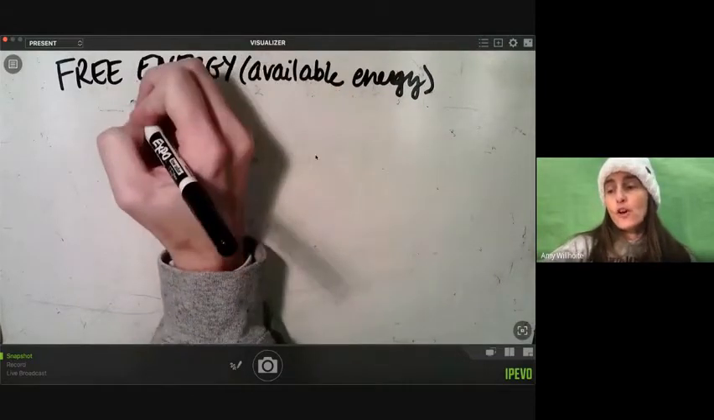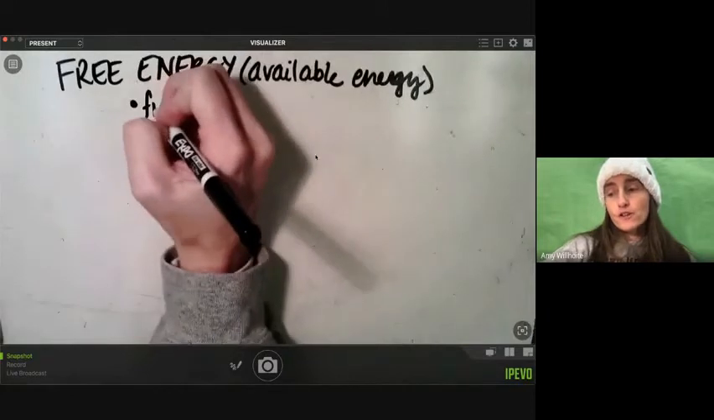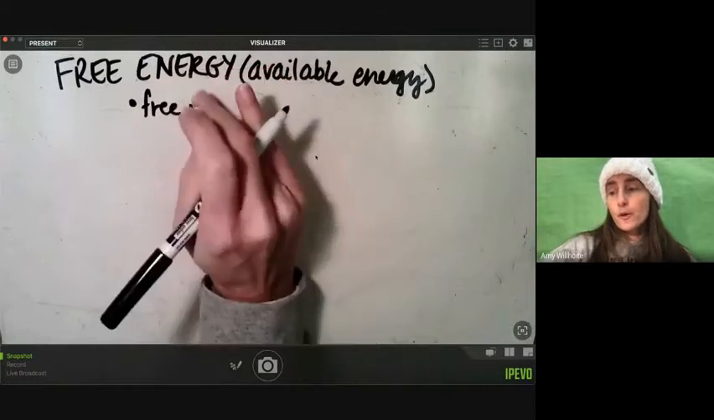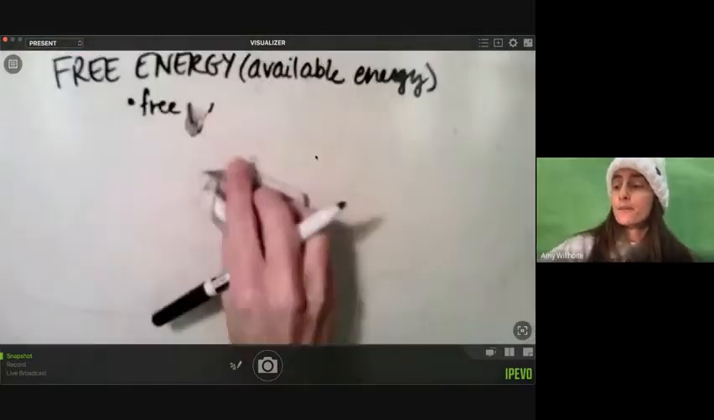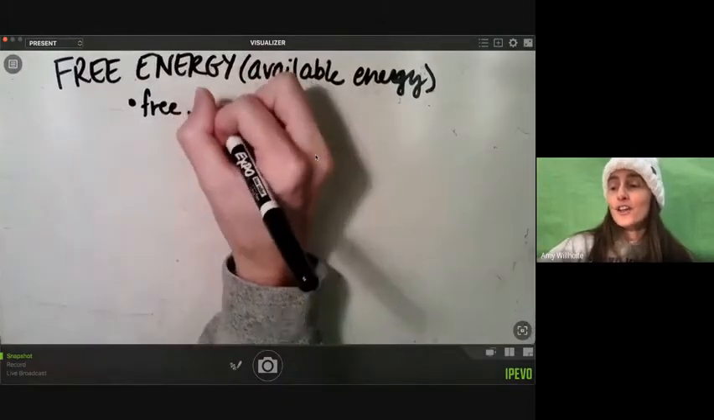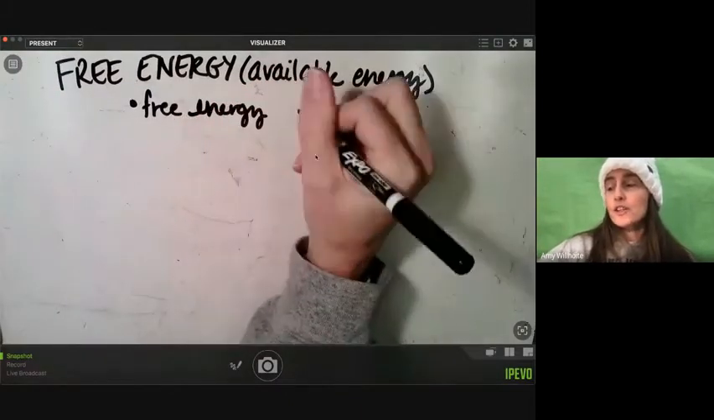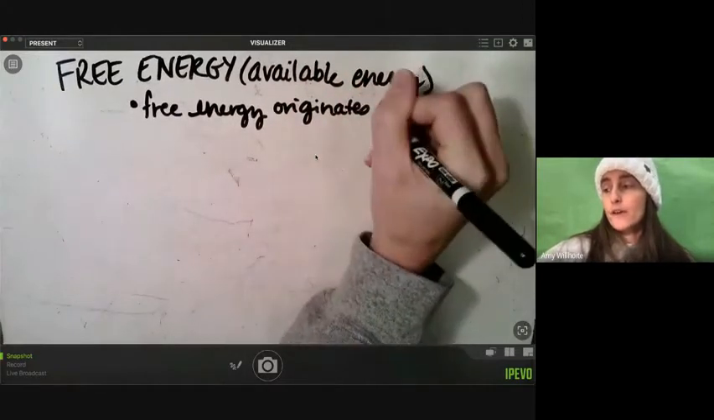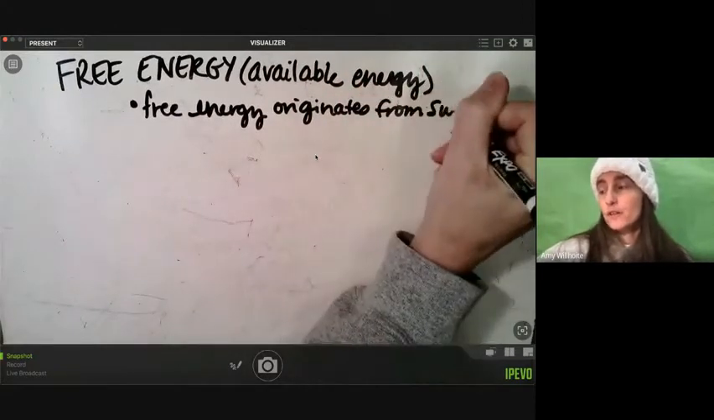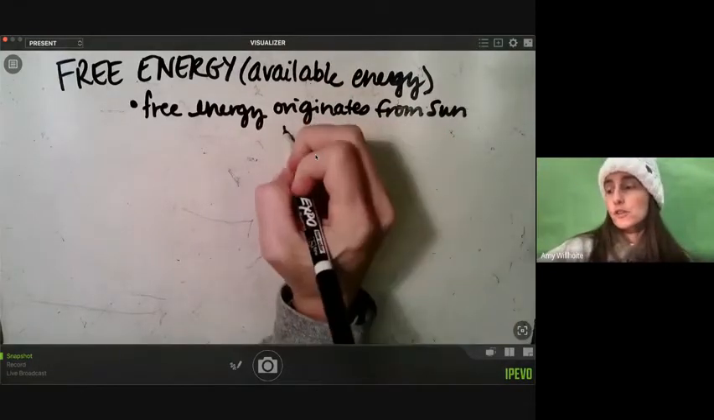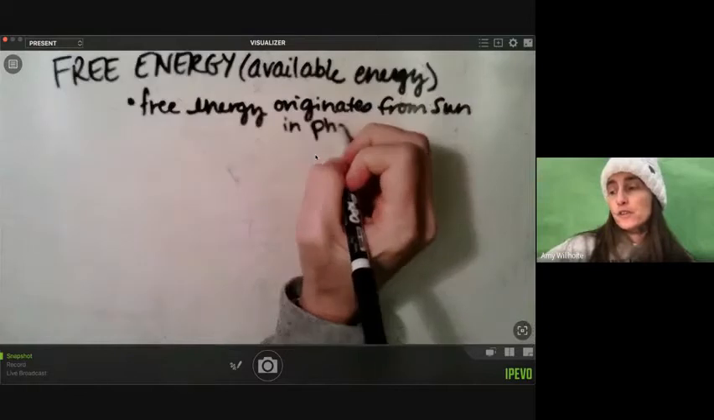But what you need to know for photosynthesis is the free energy. Sorry, I'll try not to do all my weird abbreviations. We don't know each other that well yet. I do NRG for energy, but anyway, free energy largely comes from the sun. In photosynthesis, or really, if you wanted to take it back to the big picture in all of our biological systems, but we're talking about photosynthesis today.